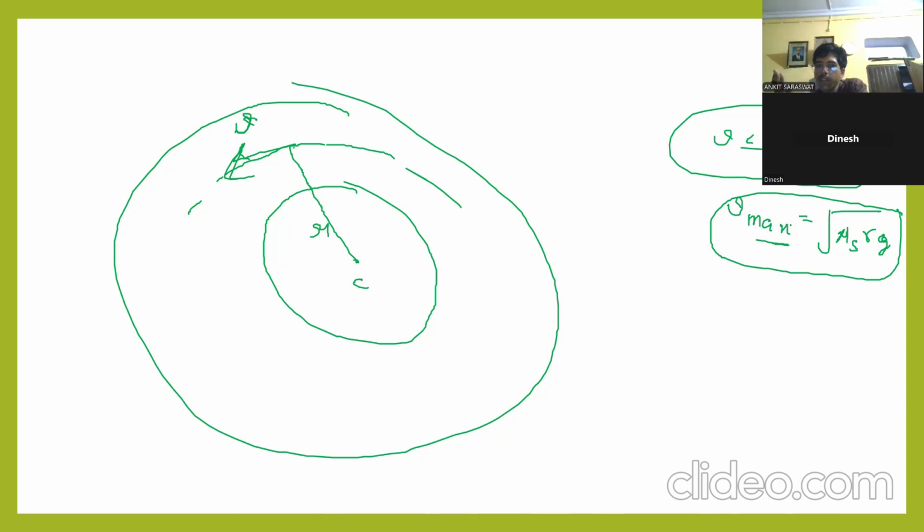Even if you increase it, then your radius will increase. Then you need to take a longer turn. Then only you will achieve this safest V max. Clear? Even if you want to move at more than that velocity, then you need to take a longer turn. You can't take a sharp turn.